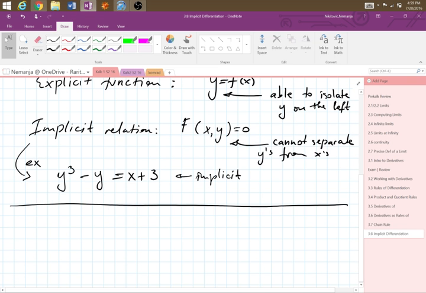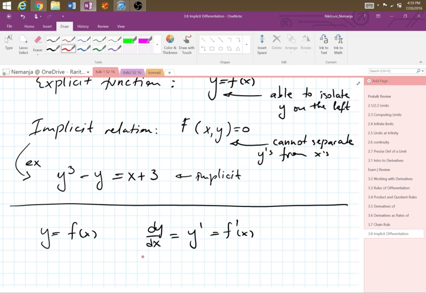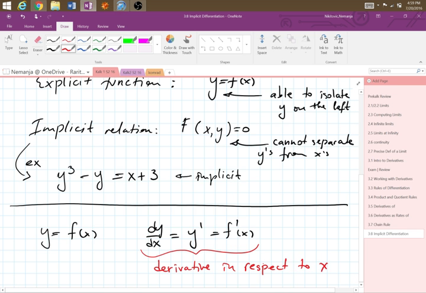The second part of this is to realize that y is equal to f of x, which means that dy/dx is that y prime or f prime of x, whatever you want to call it. I'm going to put this using the red and say derivative in respect to x.